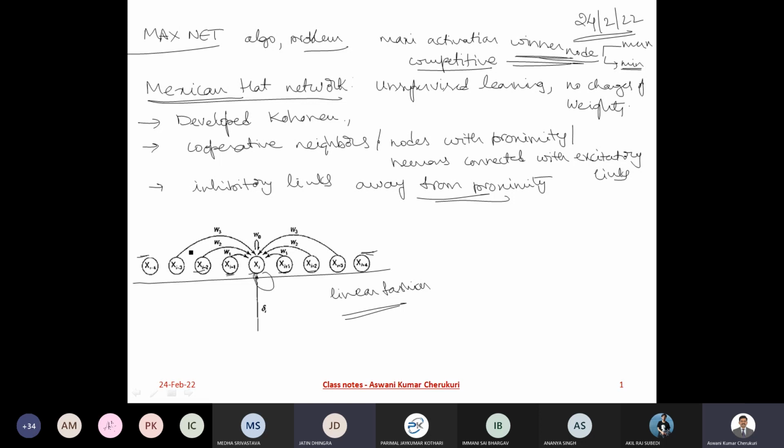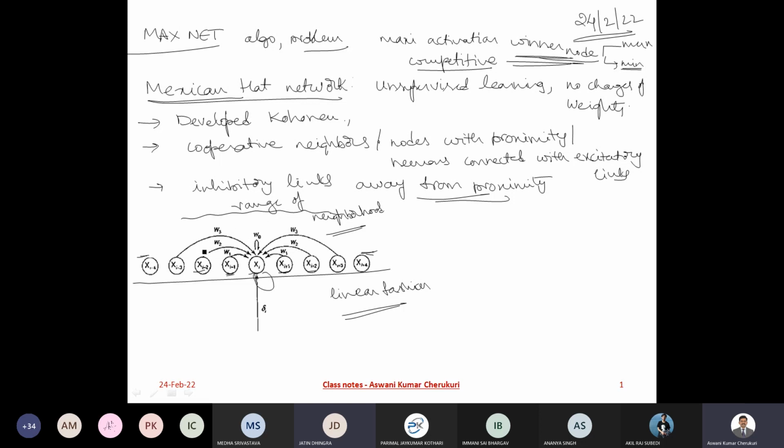I hope you are able to follow what we are discussing. There is a node. Node is having connections to itself, and also the node is having connections from its neighbors. Now the range of neighborhood. So this is the range of neighborhood. So you define the range of neighborhood. So in this case, the range of neighborhood is 3.